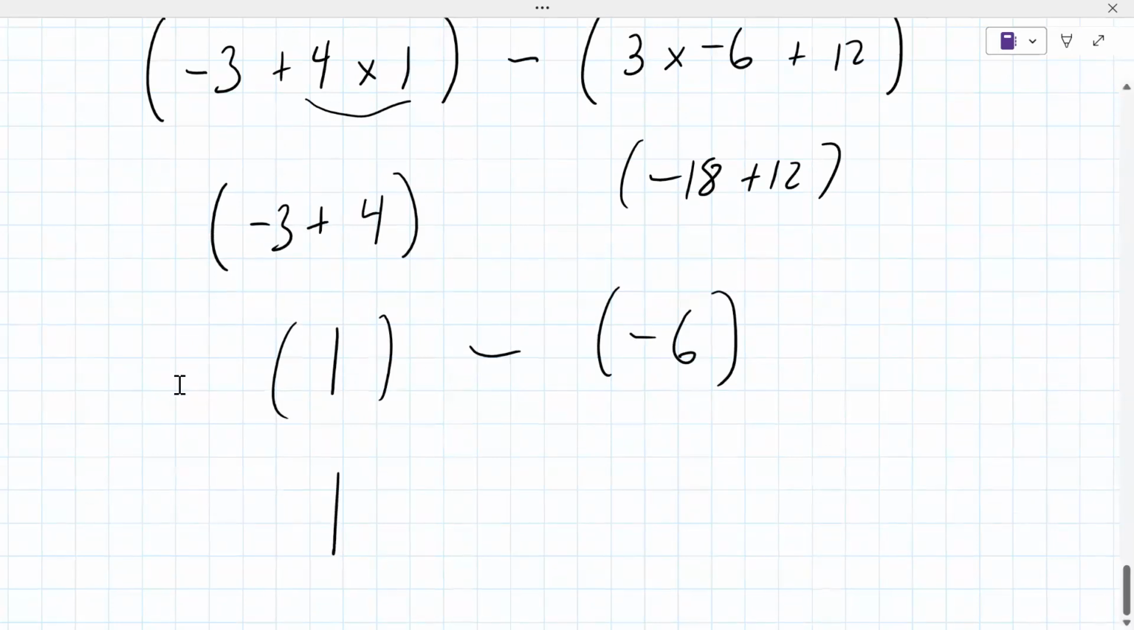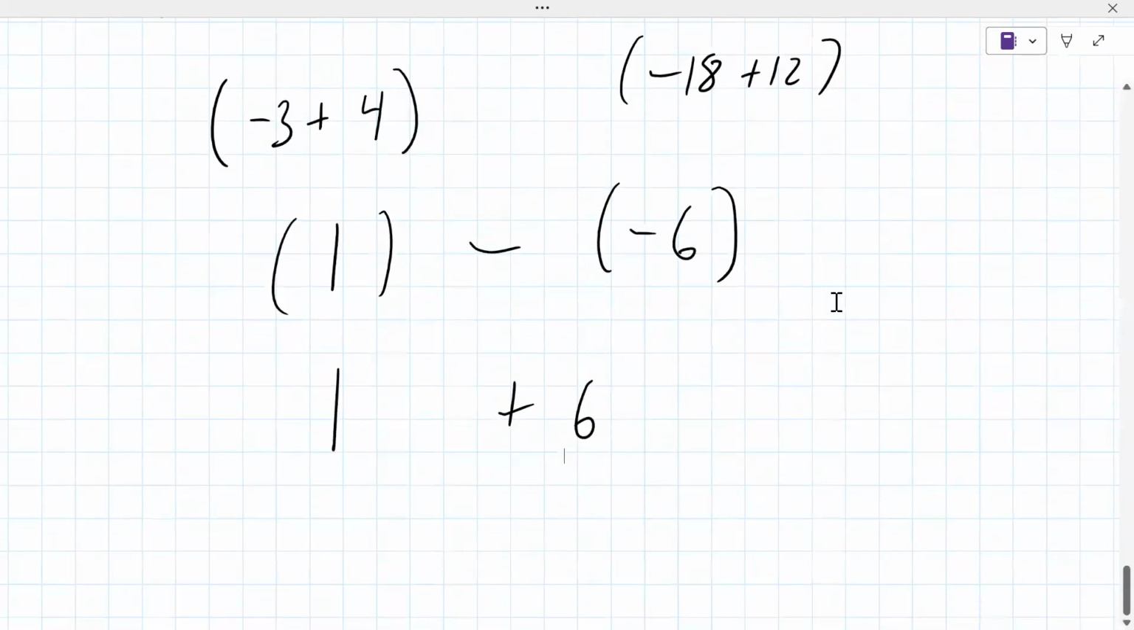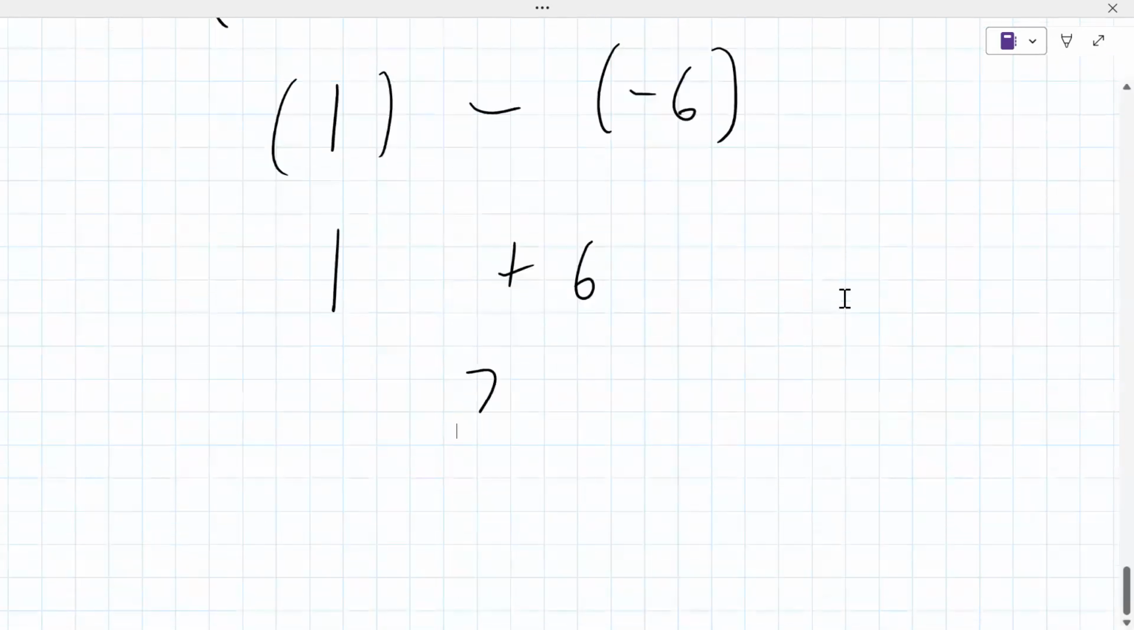Now, when there's nothing outside, you can drop the parentheses. There's nothing outside the parentheses on the left. On the right, you have a double negative. What does that become? Positive. So it's 1 plus 6, which is positive 7. Good. All right, so here's one for you to try.